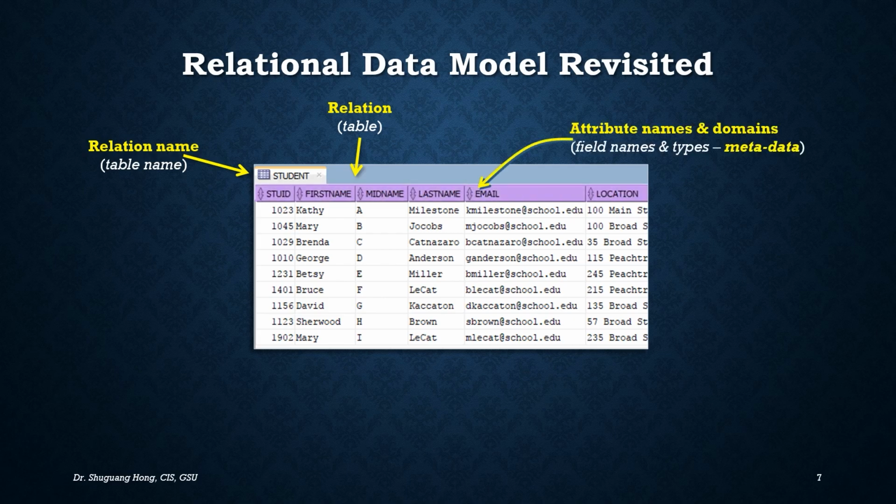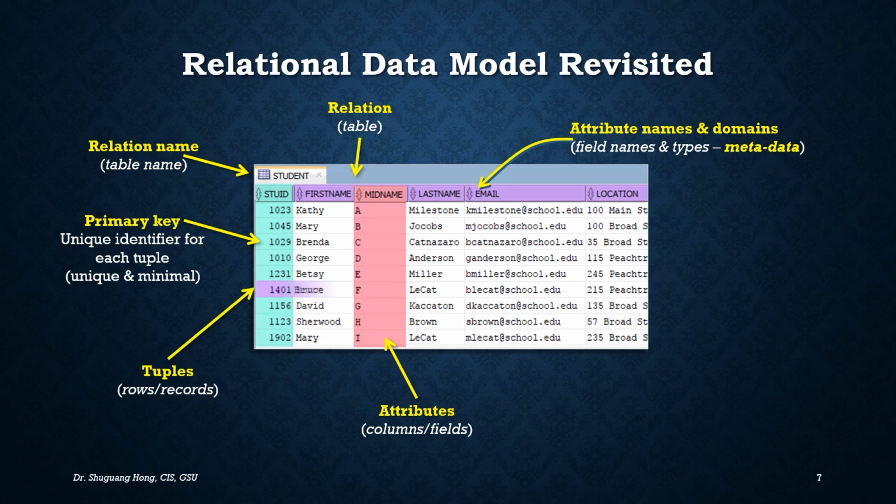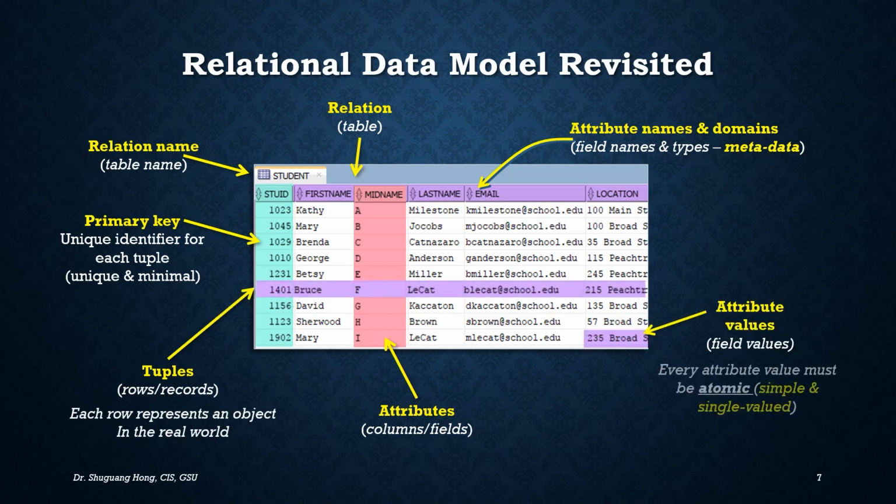A relation may have multiple fields of specific data types like string or number. A relation must have a primary key, that is the unique identifier for each row in the table. If the key is a composite key, it must include a minimal set of fields. That is, satisfying the minimality rule. A field is a column in the table. Each row is usually called a record or an object instance. Each attribute value must be atomic, i.e., a simple and single attribute value.